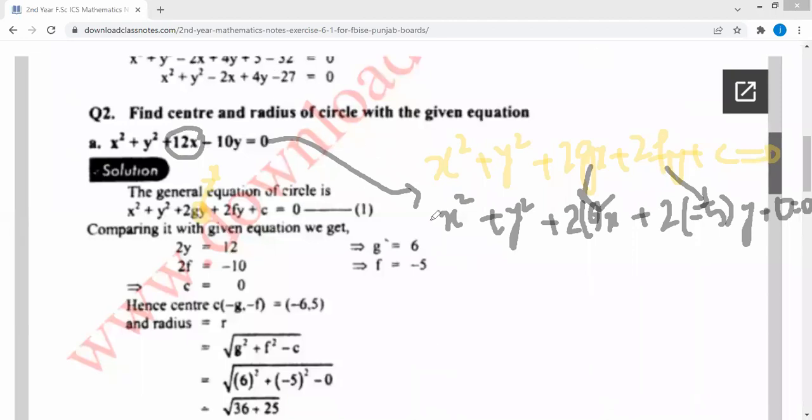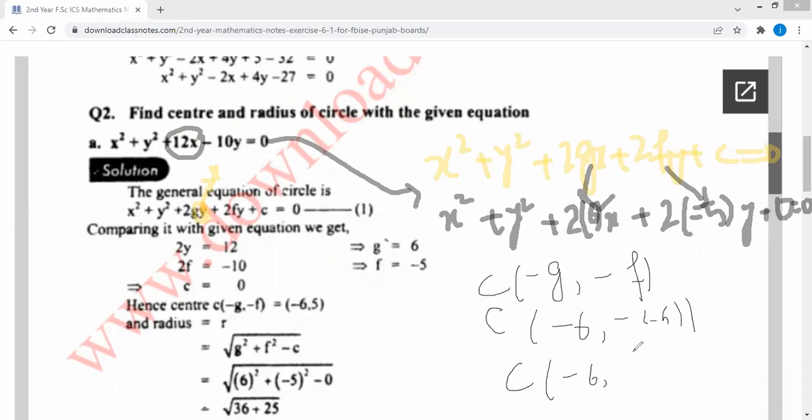Okay, so in this case, my center will be 2 points. So, how will those 2 points be written? It will be written as center equals minus g comma minus f, which I described earlier. So the center's x value, minus g, where g is 6, will be minus 6, and the y value, negative of negative 5, will be 5. So the center is minus 6 comma 5. This is the center value.